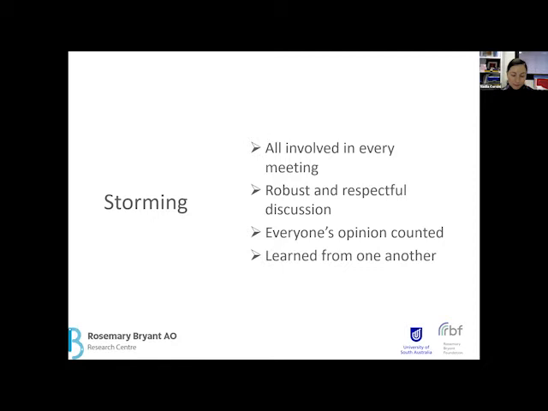So as I mentioned, storming is a normal process, and I think we stormed in a really productive way. We decided very early on that we would all be involved in every meeting. We encouraged robust and respectful discussion, making sure that everyone's opinion was sought, considered, that everyone's opinion counted, and we're very open to learning from one another. So our experience was very positive and productive in terms of the storming.